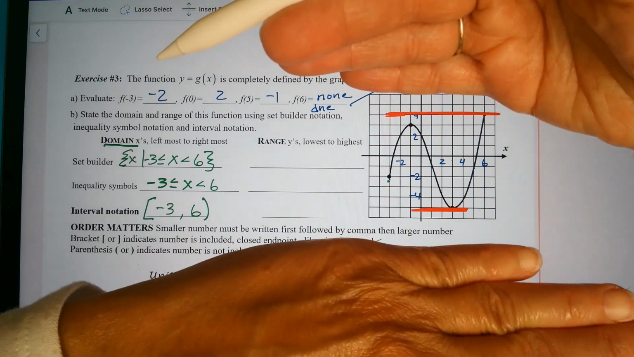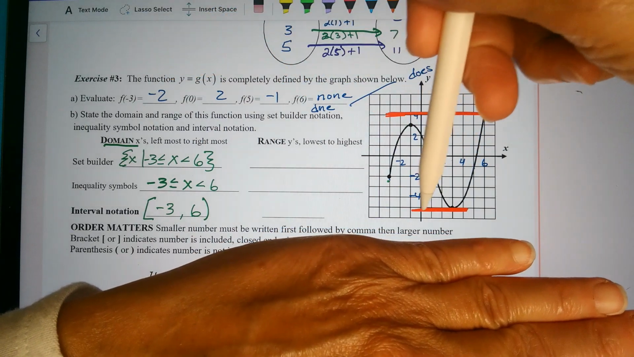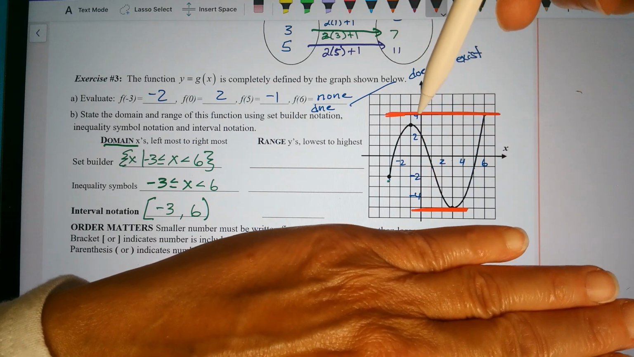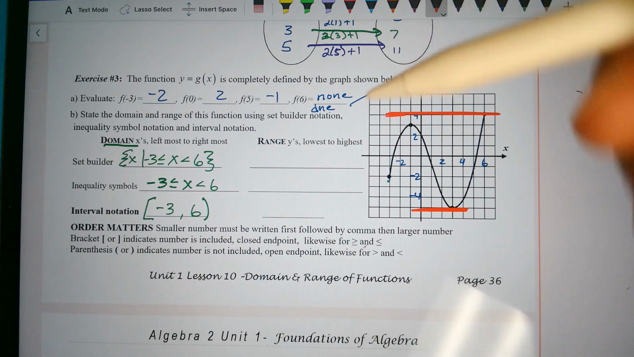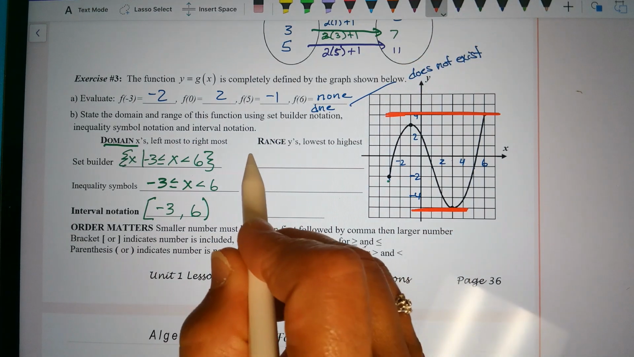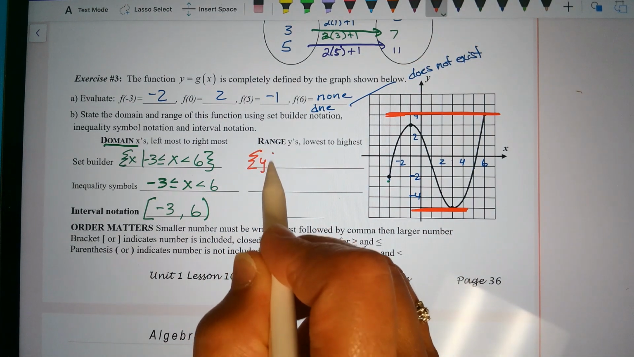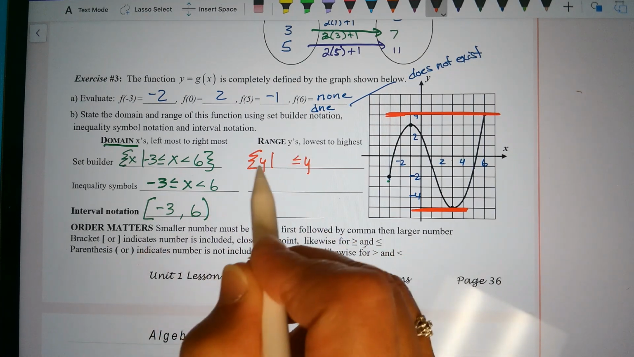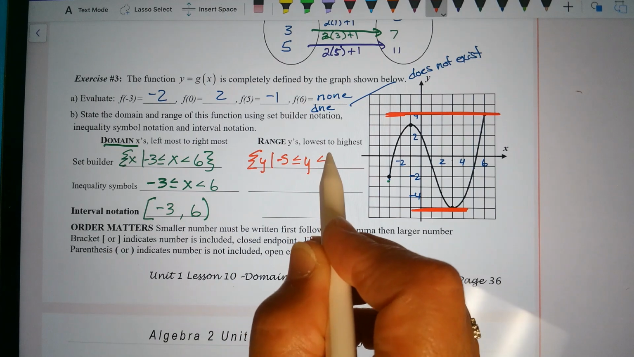Low to high. What's the low y value? I'm looking at the y value here, which is -5, to the highest, which is 4. So that was the set of all y such that y is greater than or equal to -5, but less than 4.